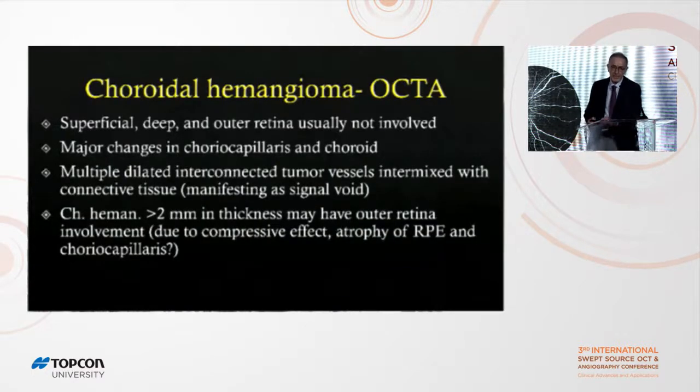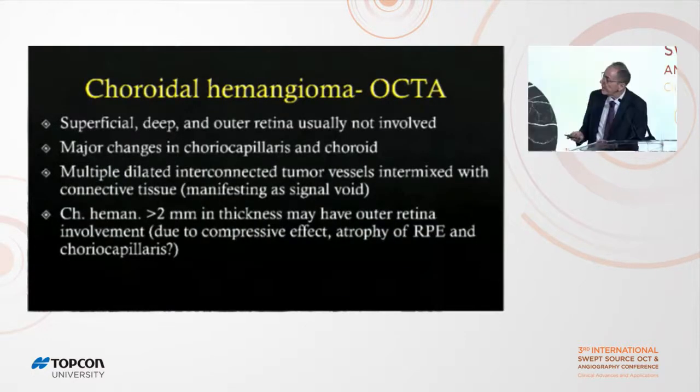So summing up the OCTA findings in choroidal hemangioma, the retinal layers are usually not involved. Major change is in choriocapillaris and choroid. Multiple dilated interconnected tumor vessels intermixed with connective tissue, which is actually the tumor stroma, are seen, and probably the tumor stroma is showing up as single void areas, as Dr. Fernando previously mentioned. Interestingly, choroidal hemangiomas more than 2 millimeters in thickness may have outer retina involvement as well.